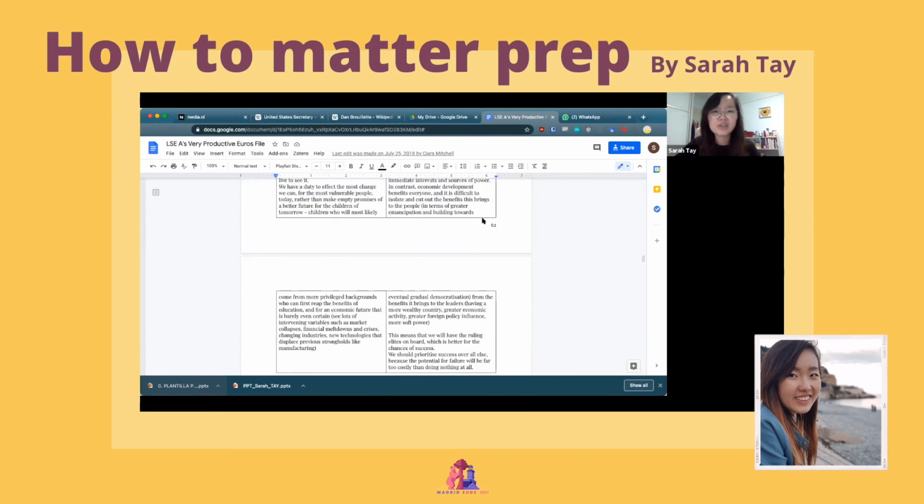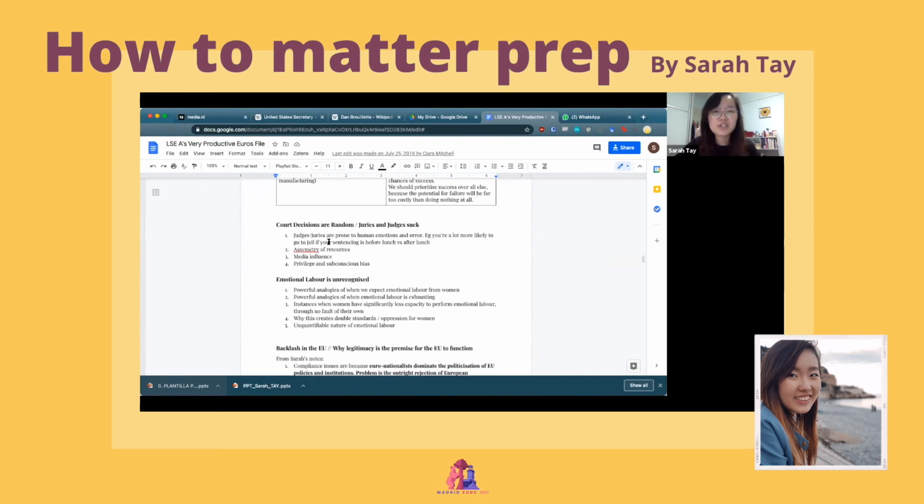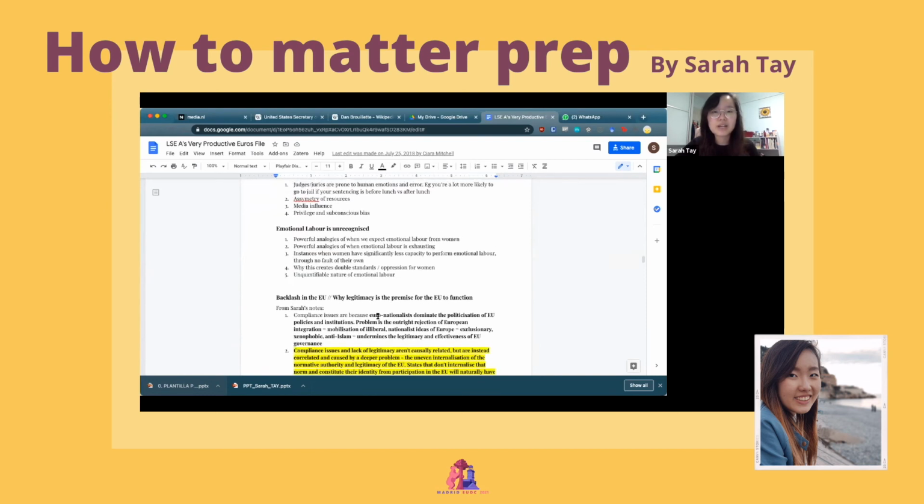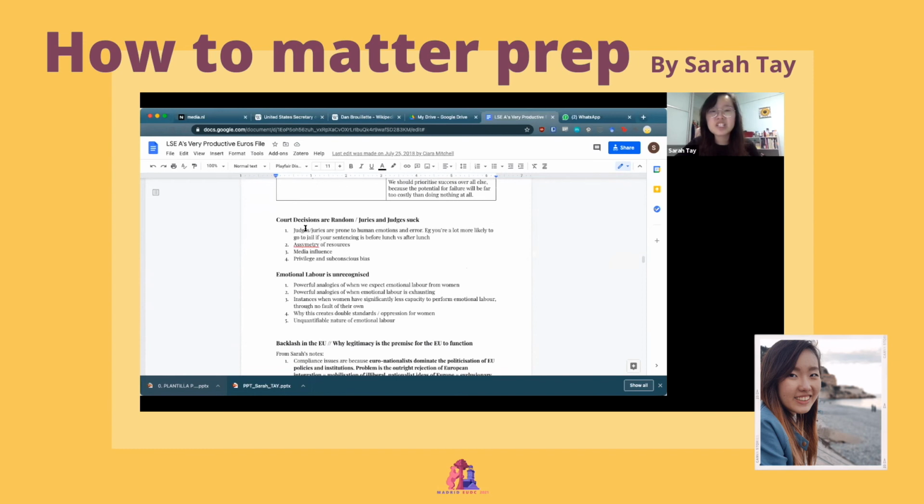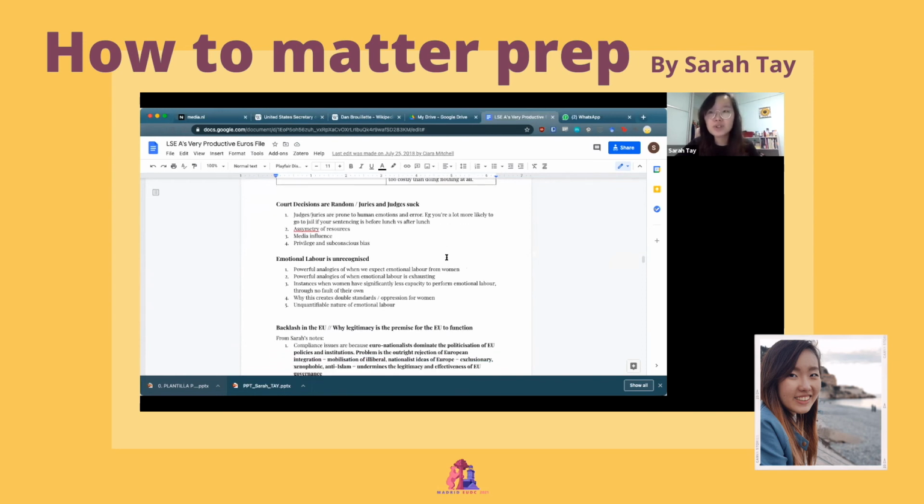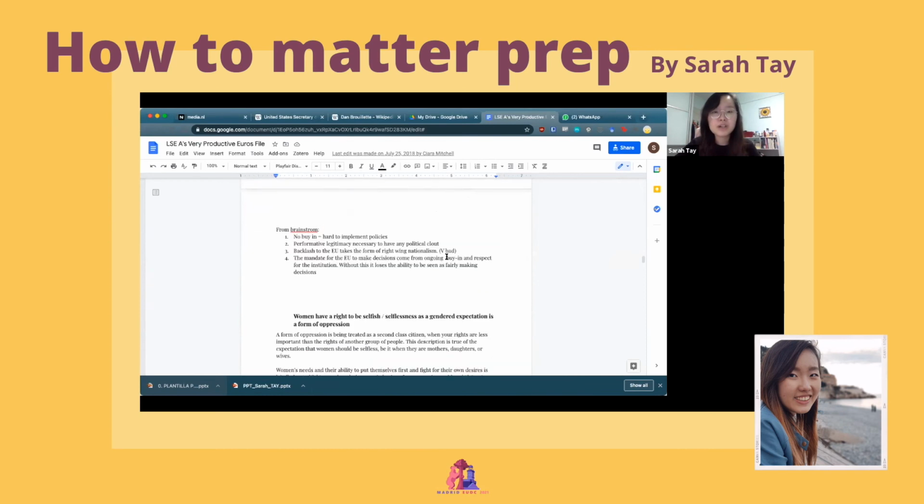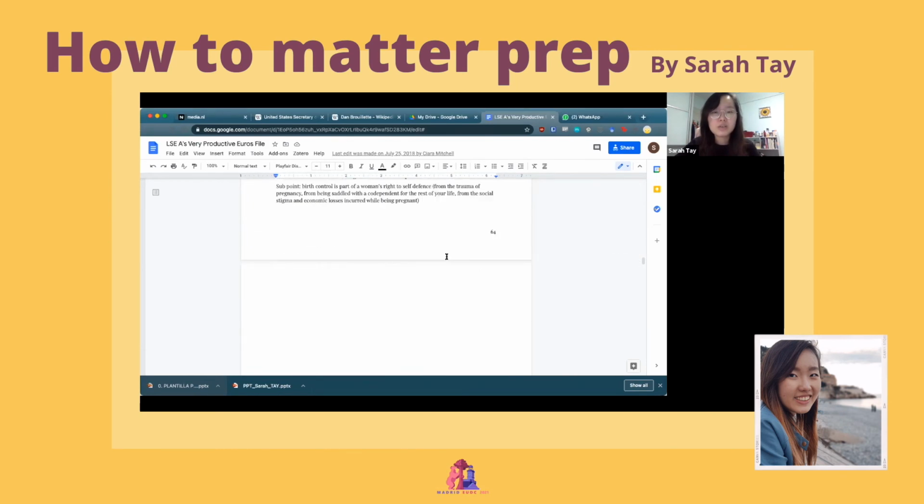Yeah, and then we had a very long list. Yep, court decisions are random, juries suck, emotional labor is unrecognized, backlash. So we had a lot. It's just a very, very quick list. It doesn't have to be very long, but I think it can be very useful in terms of coming up with what works.